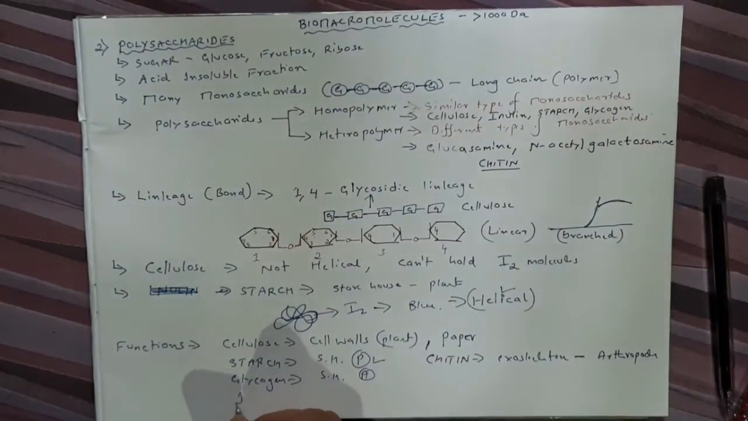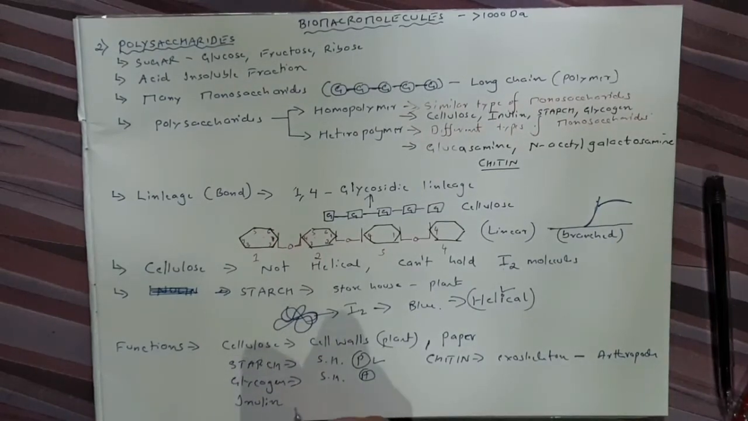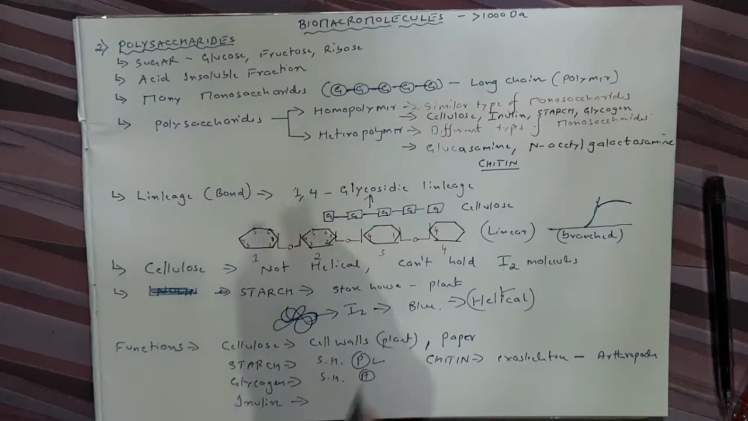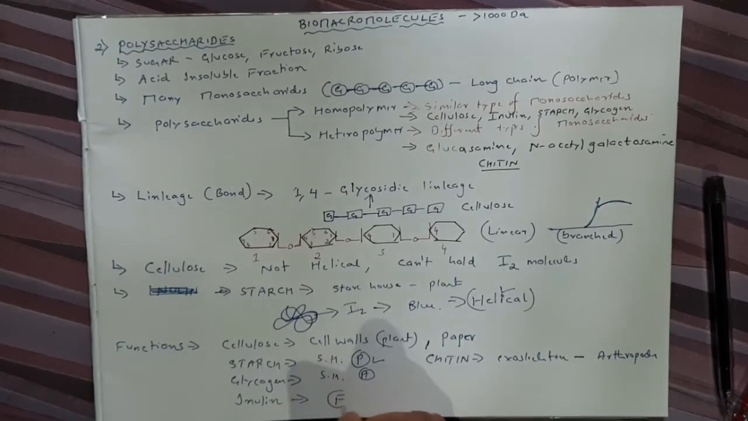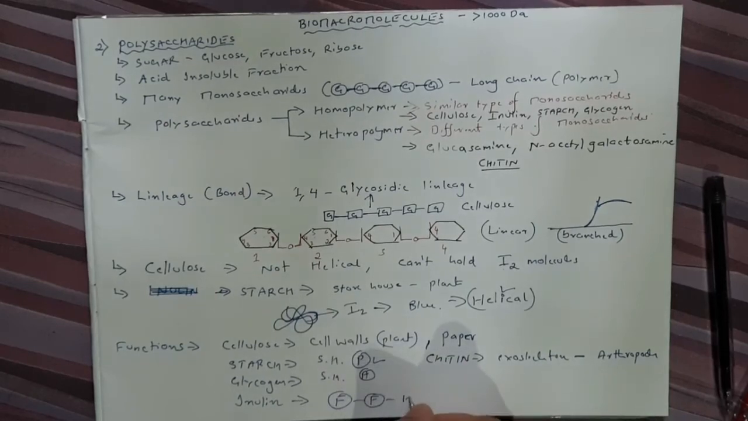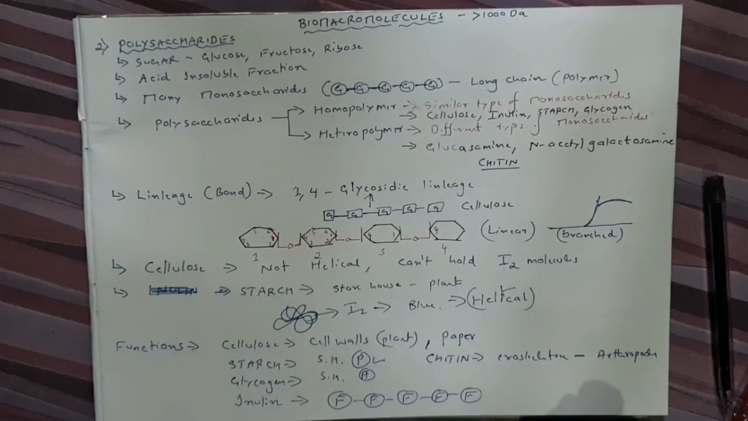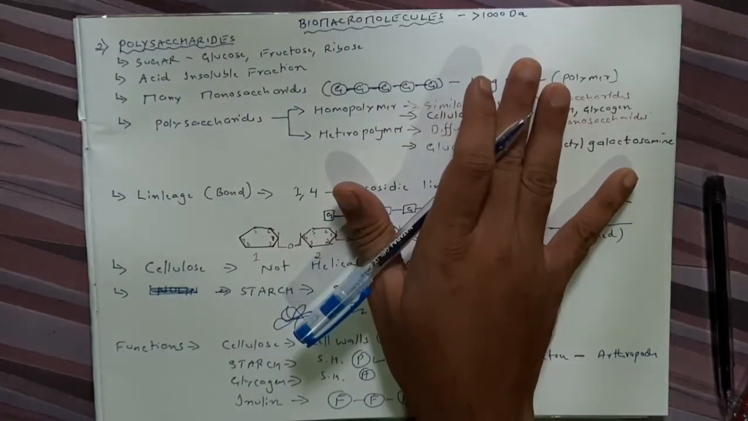If you want, I can add one more point about inulin, not insulin. Insulin is a hormone. Inulin is a polysaccharide. Okay, so this inulin is made up of many fructose monosaccharides. So is it a homopolymer or heteropolymer? Yes, you are right, it is a homopolymer. Easy now? Okay, so that's all from this session, a small session actually.